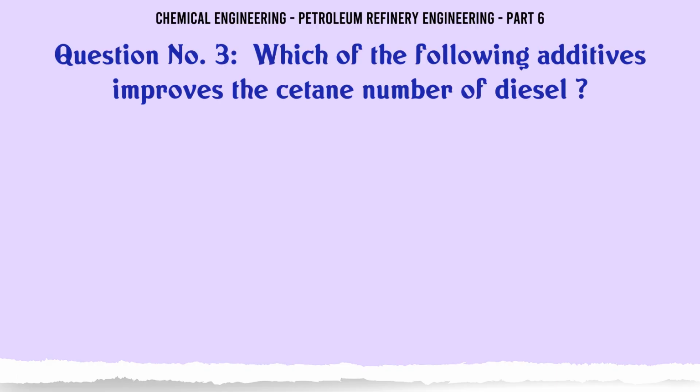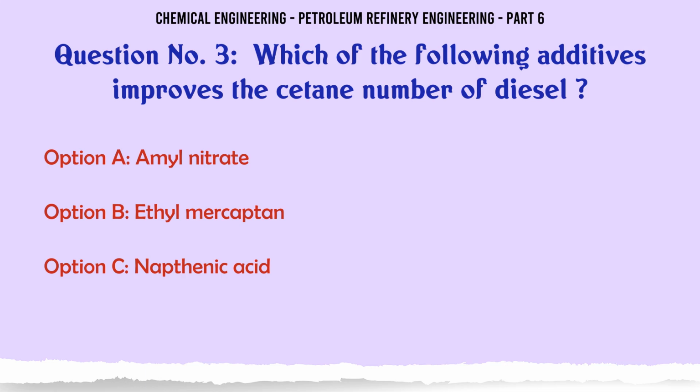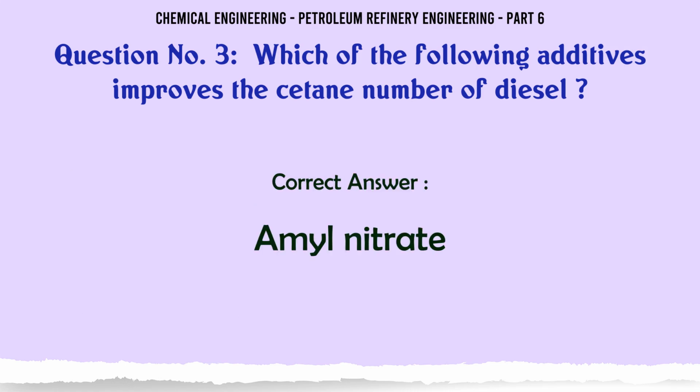Which of the following additives improves the cetane number of diesel? A. Amyl nitrate. B. Ethyl mercaptan. C. Naphthenic acid. D. Tetraethyl lead. The correct answer is amyl nitrate.